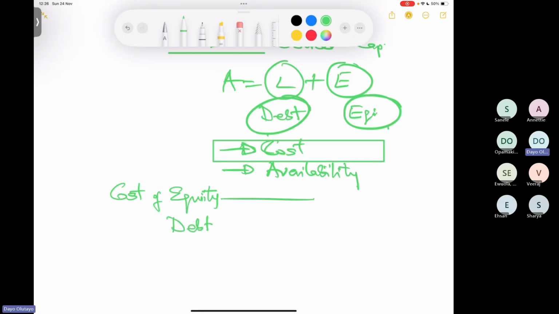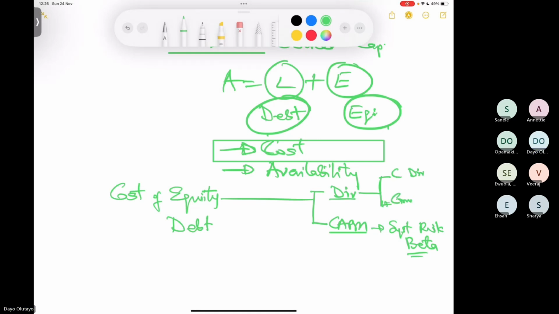And for cost of equity, there are two models you can use. You can use dividend model or you can use your CAPM. CAPM is better than dividend model because CAPM considers systematic risk, which is the beta. Dividend model can be constant dividend model or growing dividend model. So remember all of that.